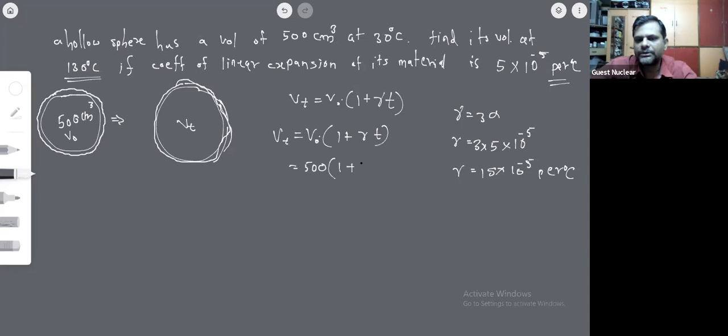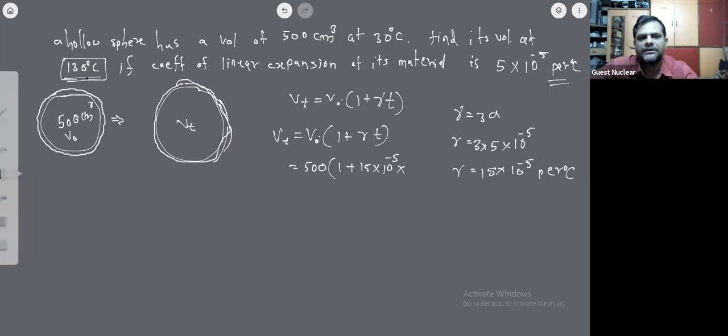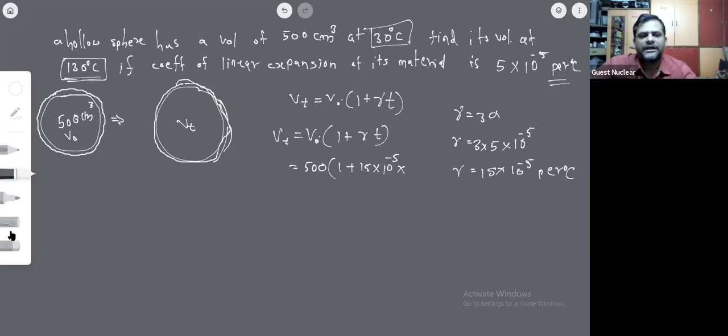Gamma is actually going to be 15 into 10 raised to minus 5, and that is to be multiplied with the change in temperature here. Change in temperature can be found out by just subtracting this 30 degree Celsius from 130 degree Celsius. Here we actually do not have to use T, but delta T. Why? Because the original temperature here is not going to be 0 actually. The original temperature is going to be 30 degrees Celsius. So therefore, T has to be replaced by delta T in short.